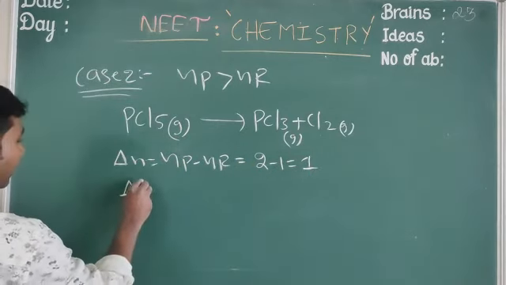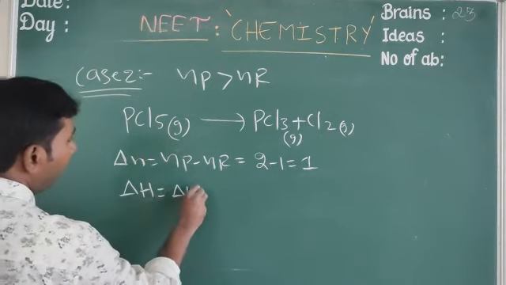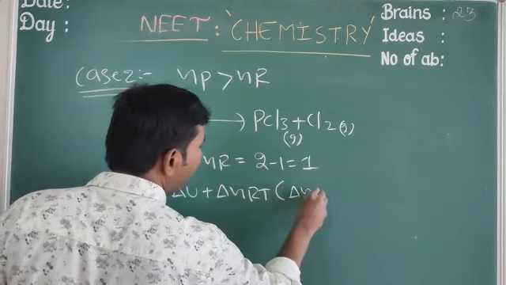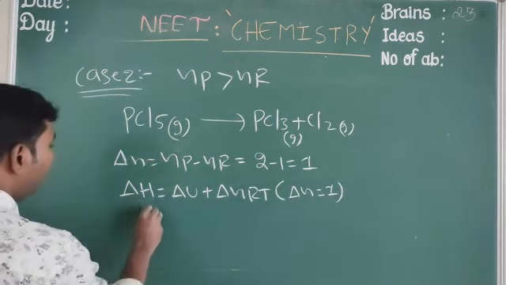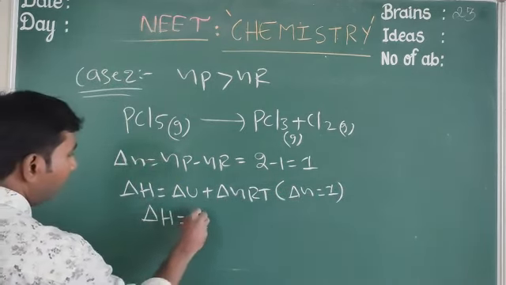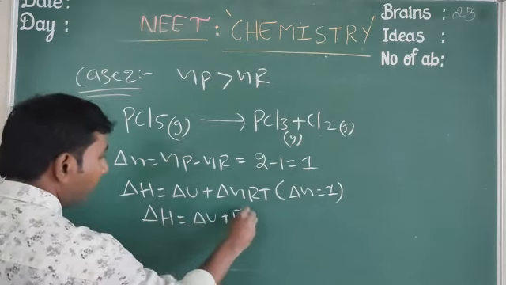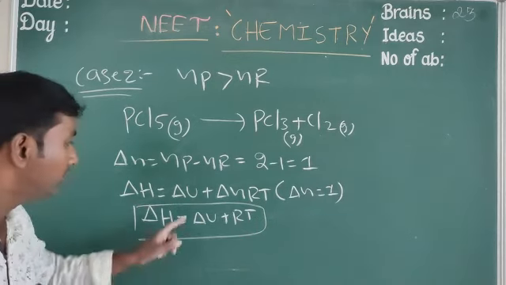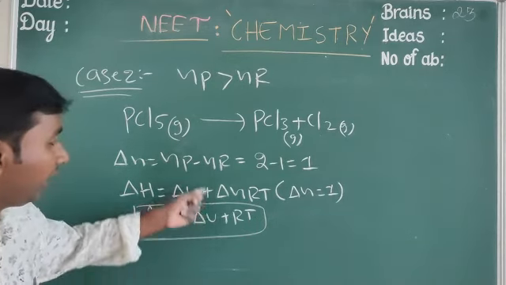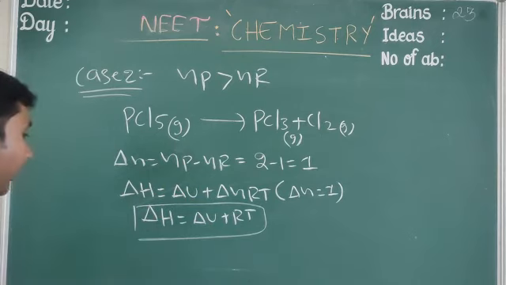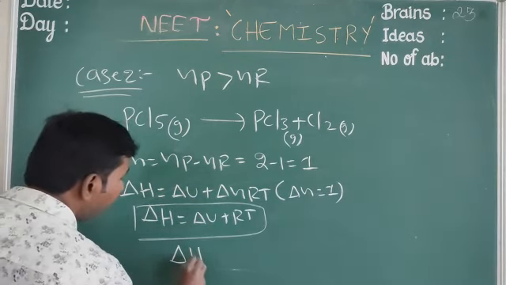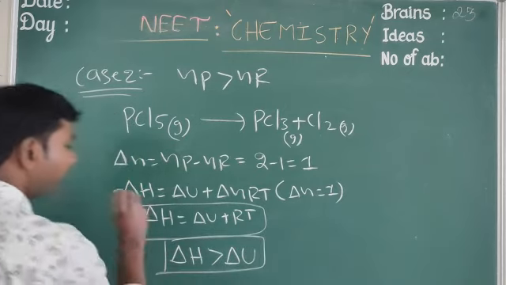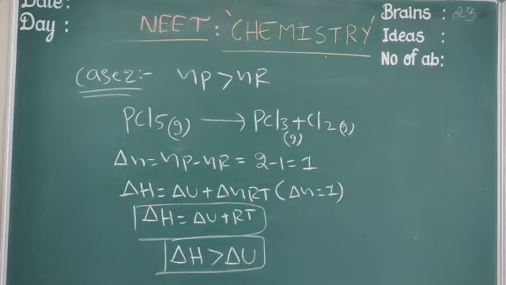In this case, ΔH equals ΔU plus ΔnRT. Here Δn equals 1. That means ΔH equals ΔU plus RT. That means change in enthalpy equals change in internal energy plus RT. That's why change in enthalpy is greater than change in internal energy.